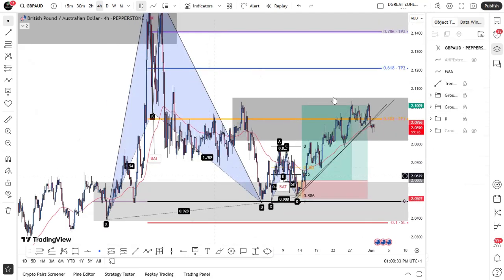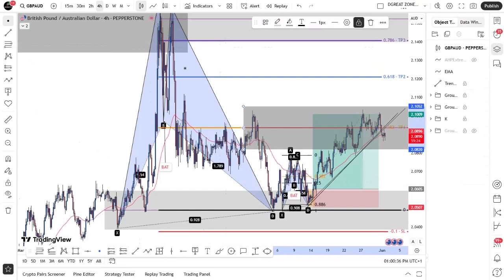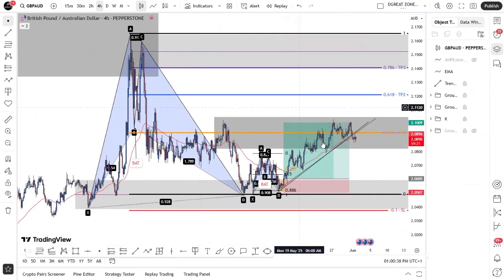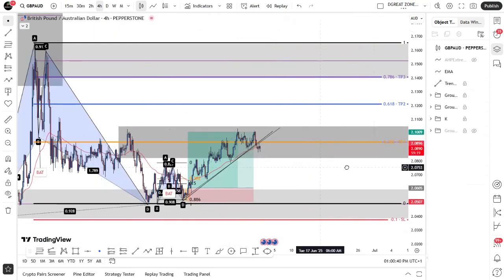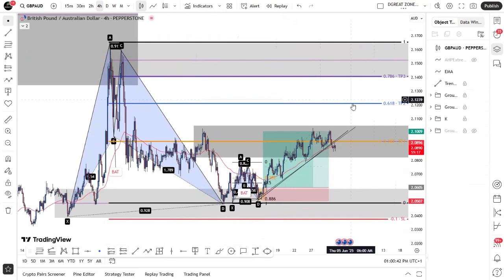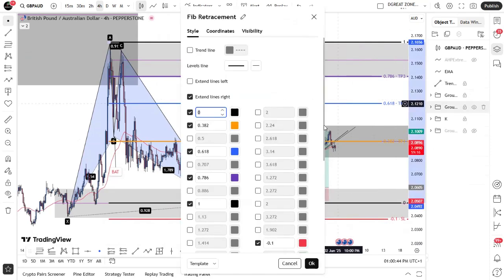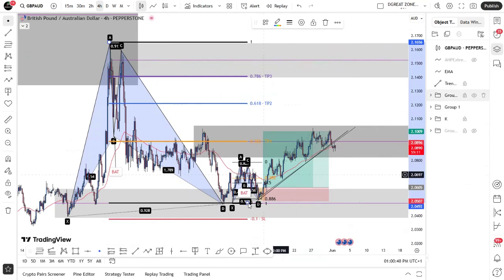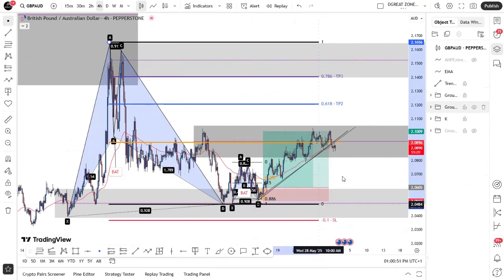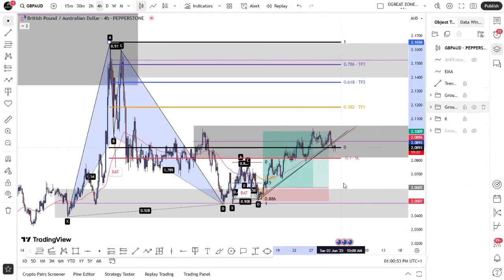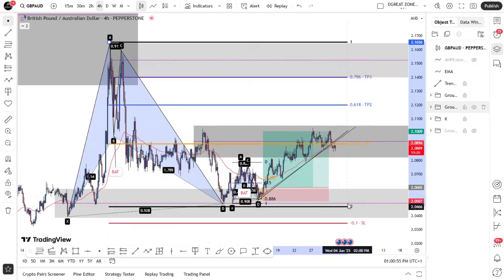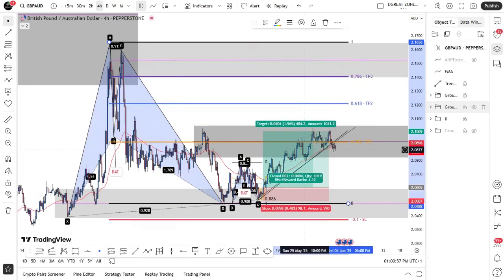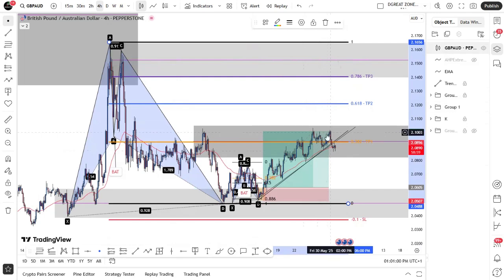We were only able to achieve 0.382 off of that swing trade. You can see that is 0.382. Price got to that key level and then started to give us this double bottom, and that was how we closed our trade.